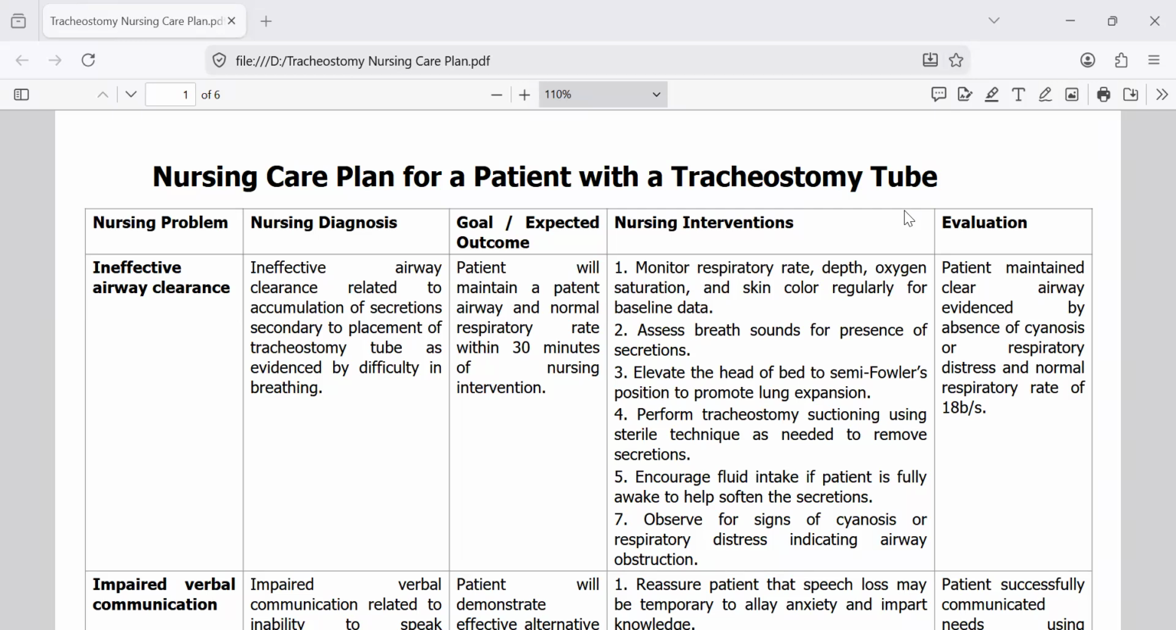Today we are going to look at a nursing care plan for a patient with a tracheostomy tube. So before we even go into that, let us first define what tracheostomy is.